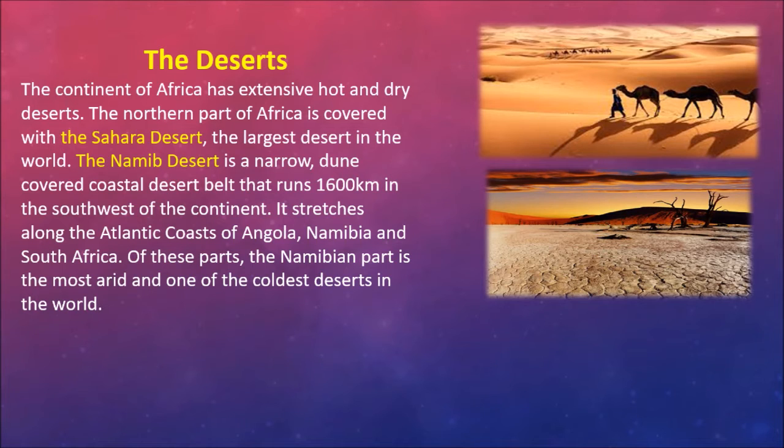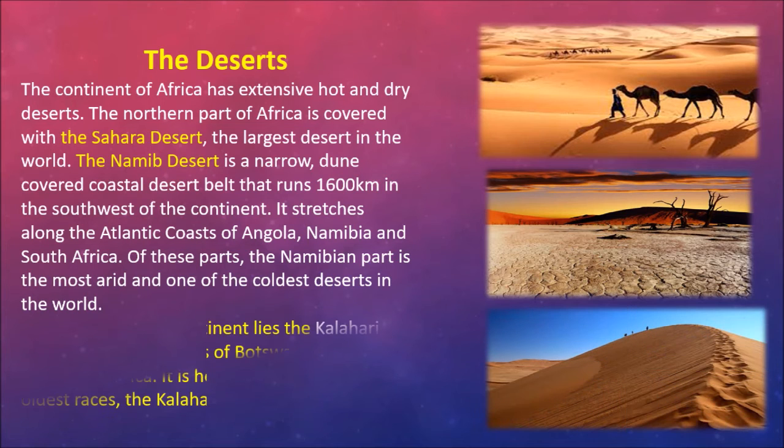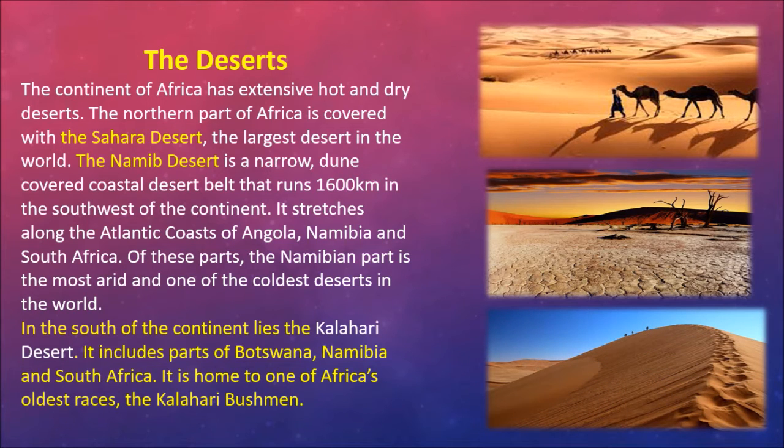It stretches along the Atlantic coast of Angola, Namibia, and South Africa. Of these parts, the Namibian part is the most arid and one of the coldest deserts in the world. In the south of the continent lies the Kalahari Desert. It includes parts of Botswana, Namibia, and South Africa. It is home to one of Africa's oldest races, the Kalahari Bushmen.